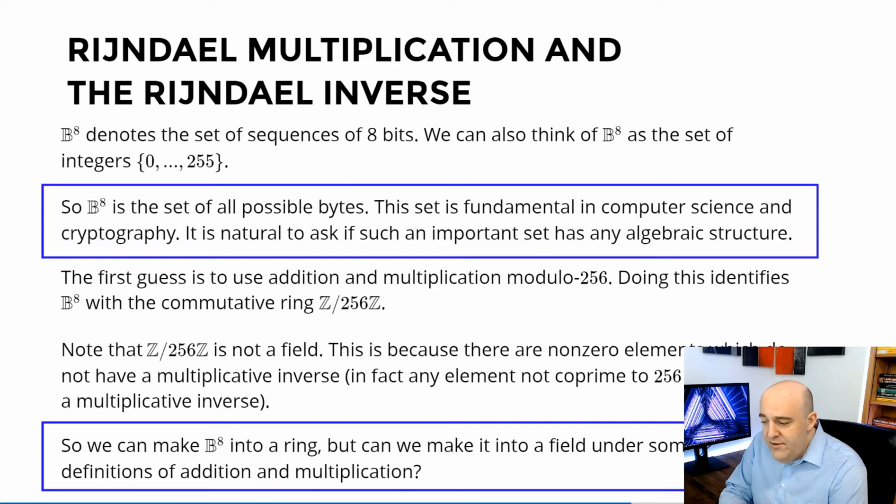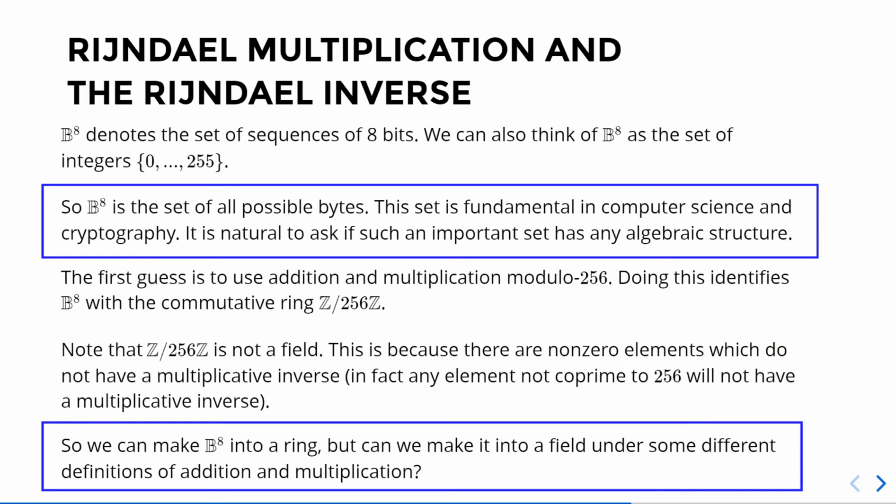And that provides it with the structure of the commutative ring, Z mod 256 Z. But the problem is that's not a field. And that's because there are non-zero elements which do not have a multiplicative inverse. In fact, any element that's not coprime to 256 will not have a multiplicative inverse. So we can make B8 into a ring, no problem. But the question is, can we make it into a field? Can we put maybe some different definitions of addition and multiplication on B8, which makes it into a field instead of just a ring?